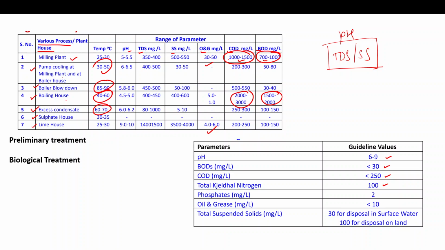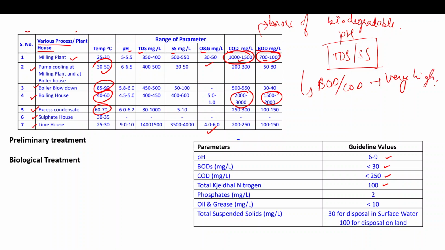You will have COD and BOD, more of BOD and COD will be less, like you can say more biodegradable components will be there. So you will have a very high BOD to COD ratio, more than 0.5 at least. That means the COD is mostly because of biodegradable organics, which can be removed using aerobic processes.